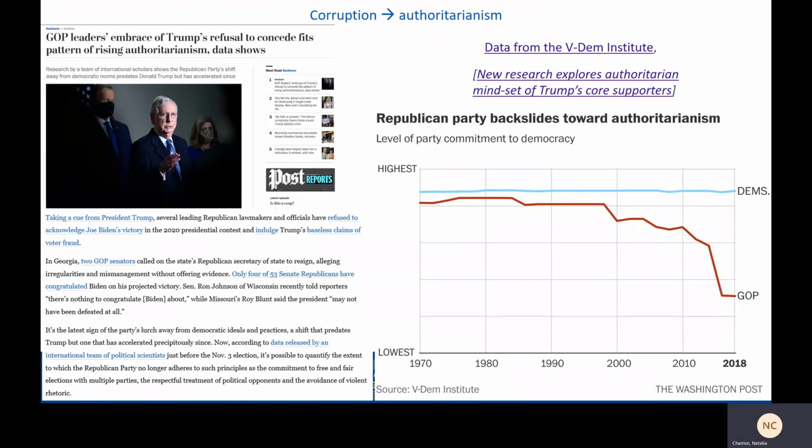The connection between corruption and authoritarianism also is one that is worth exploring. There's a bunch of research from the VDEM Institute that I encourage you to look up that actually tracks the level of democracy in different countries and now in different political parties. And as you can see on the chart, the Republican Party has been gradually abandoning democratic norms over time.